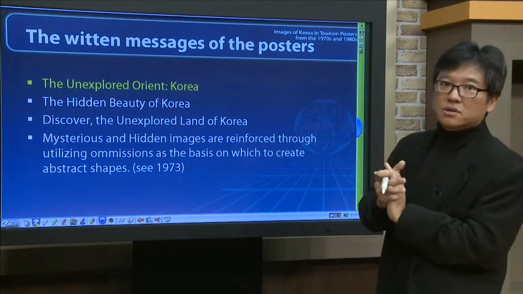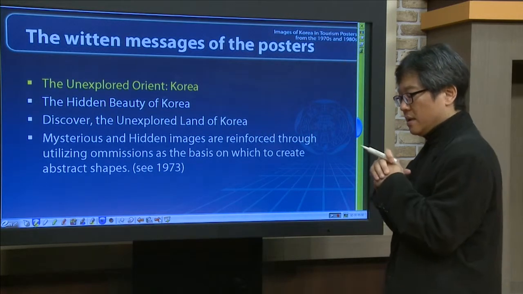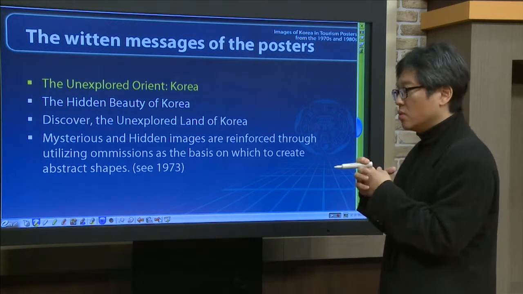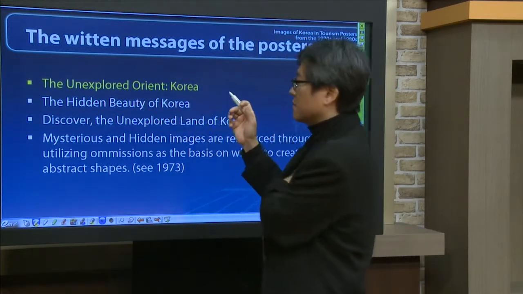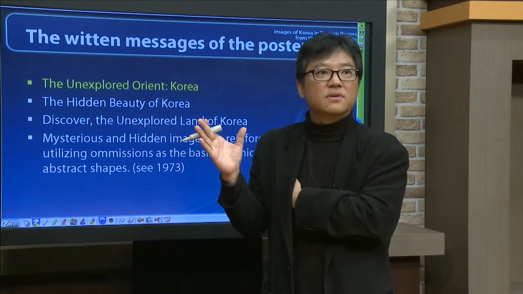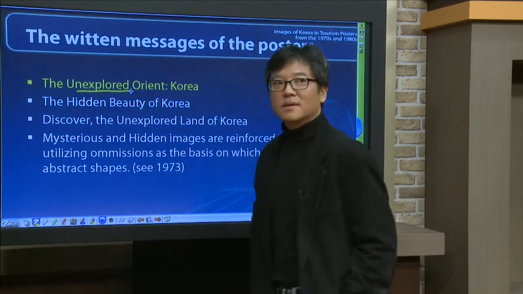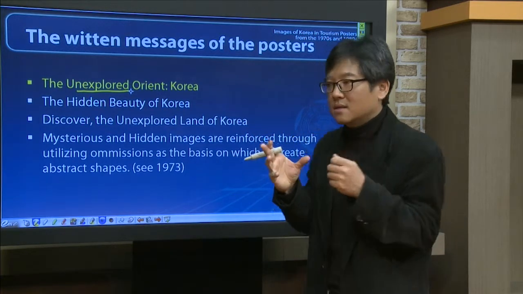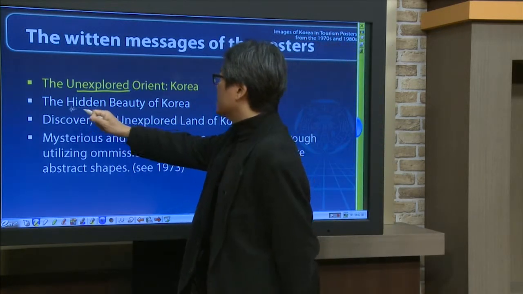And also the written messages, not only the image itself, the written messages reconfirm this kind of reenactment of Orientalist view of Korea. This is a very popular phrase that appeared in posters: the unexplored Orient, Korea. We're talking about the 1970s and 80s. These are not unexplored, but still there's this sense of hermit, hidden. These concepts are frequently used. The hidden beauty of Korea.